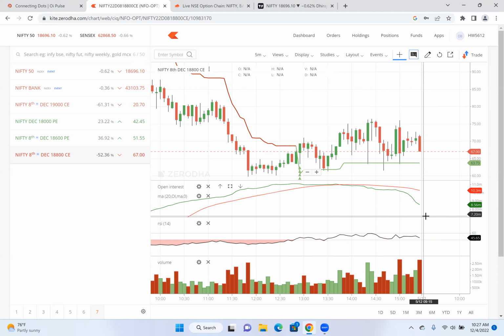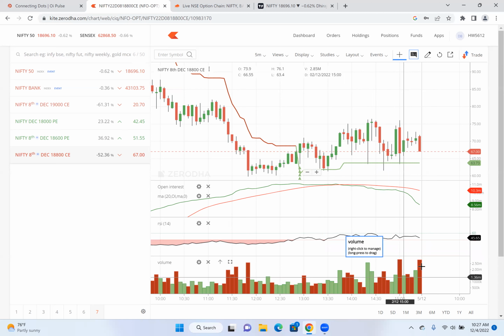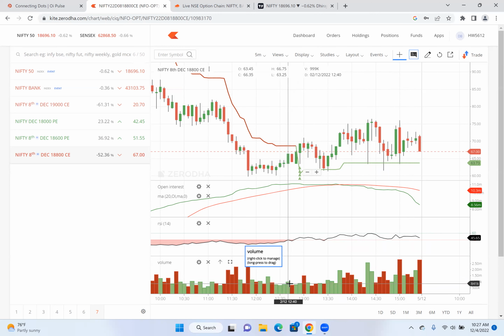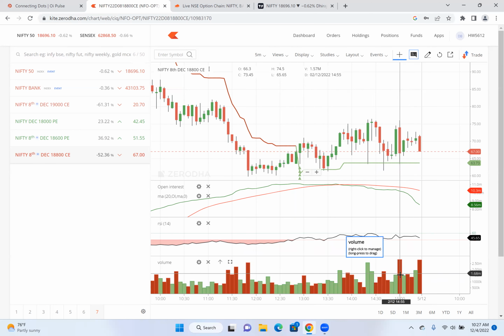What about the volume, Dhiraj? Volume should be increasing ideally, or should be good volume, right? If you can see, typically this is the average volume. You can see these bars. Suddenly you see the volume is going up. So this is good for the buyer. For a buyer, the volume should be going up and OI should be going down.